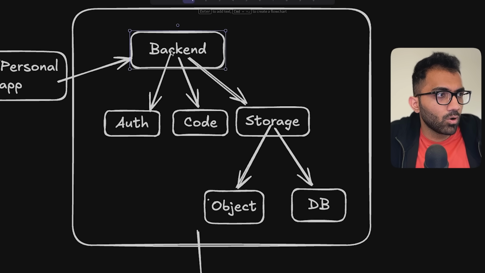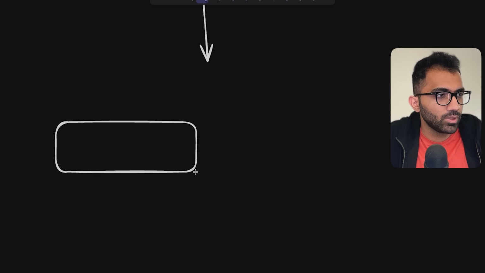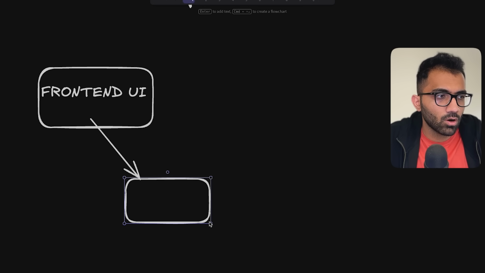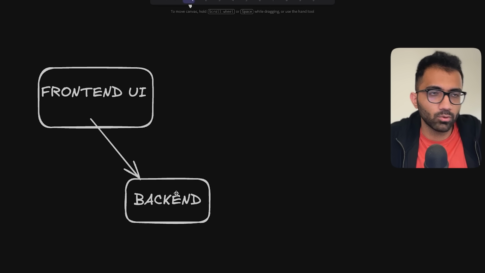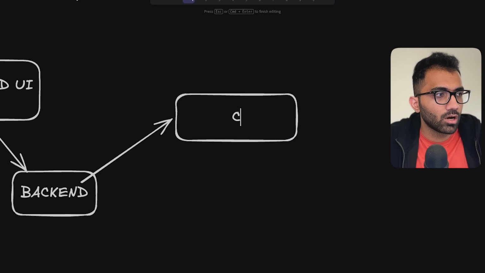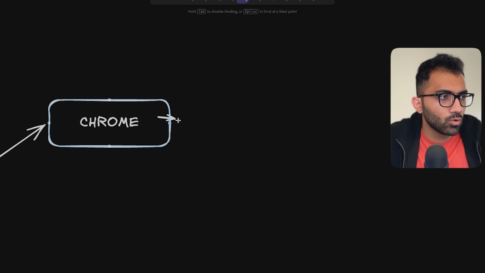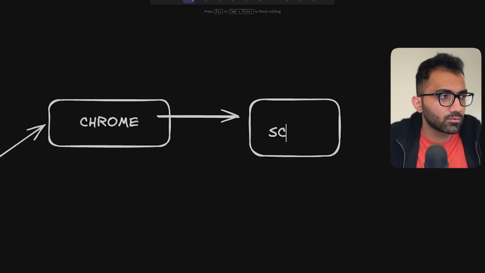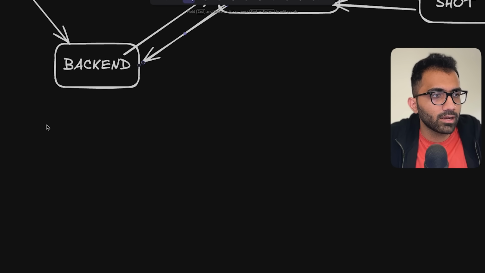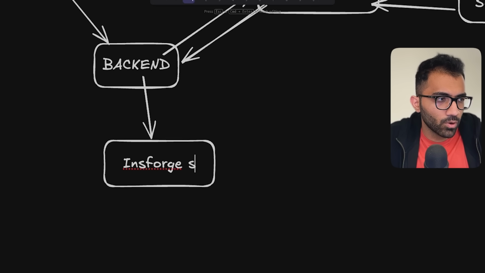So the architecture that we want is: we have our front-end UI, which can be accessed from anywhere. This talks to the backend to say, okay, this is the invoice data. This backend launches a Chrome over here. This Chrome takes a screenshot of the PDF and returns it back. This backend returns it back. We upload the screenshot on InsForge storage over here.